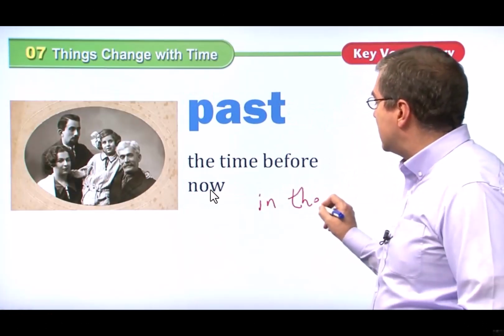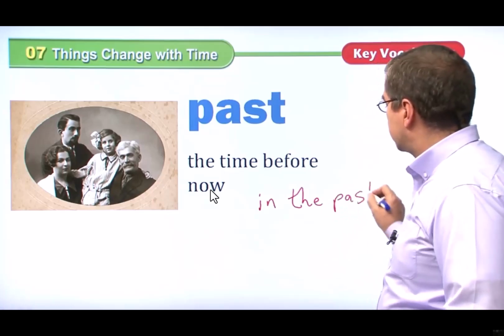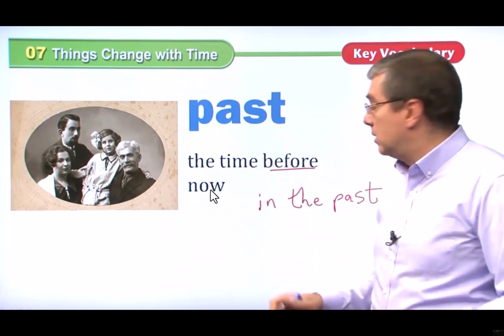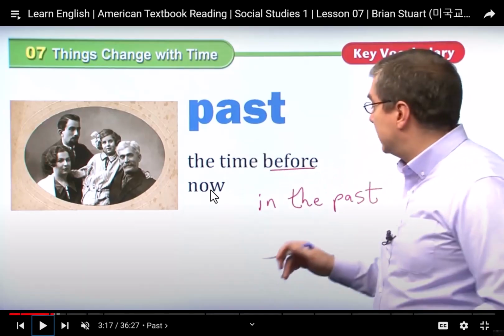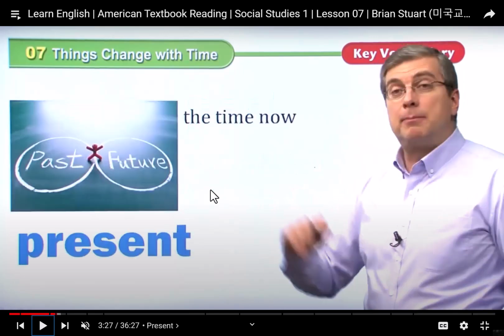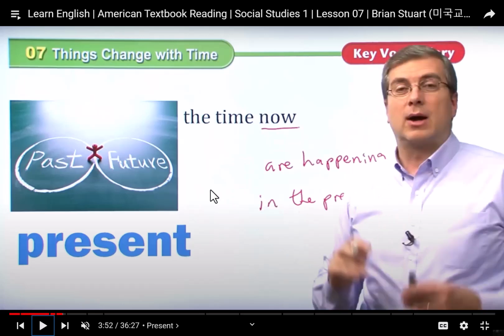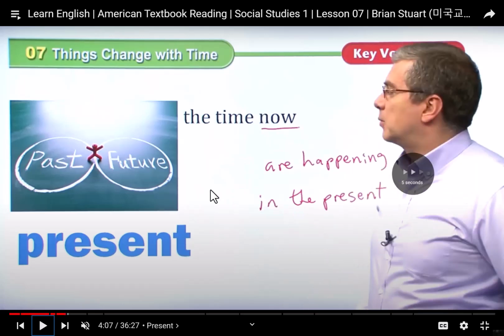Past means the time before now. What we call it in the past, before now, like the past in 1990, that is called the past. Present, present is the time now. Like now is 2024, so this is the time that is all happening in the present.